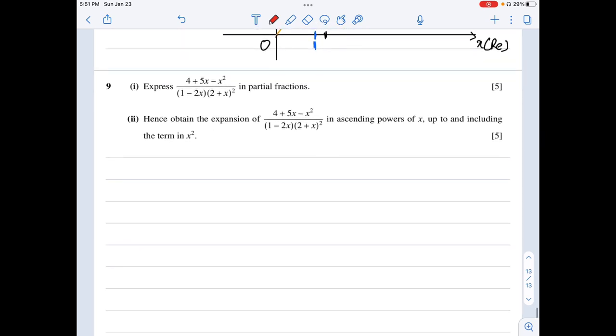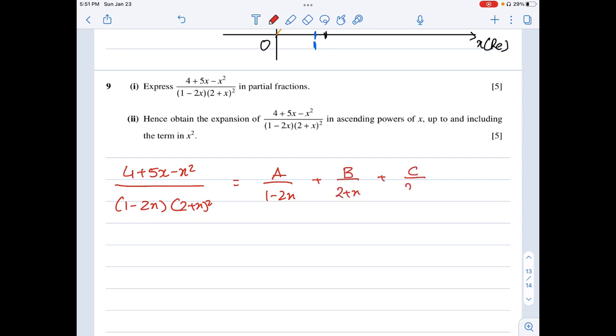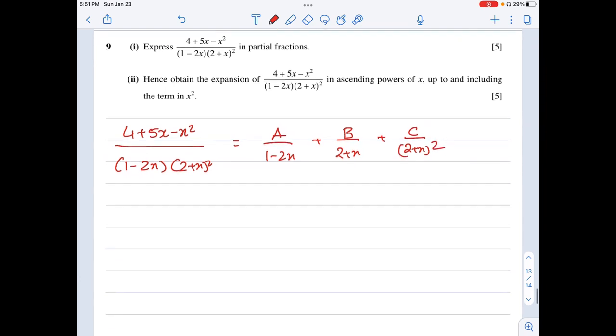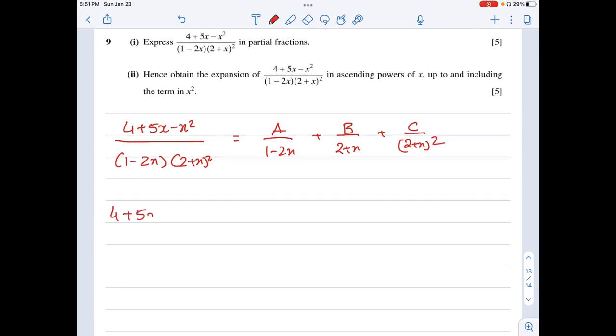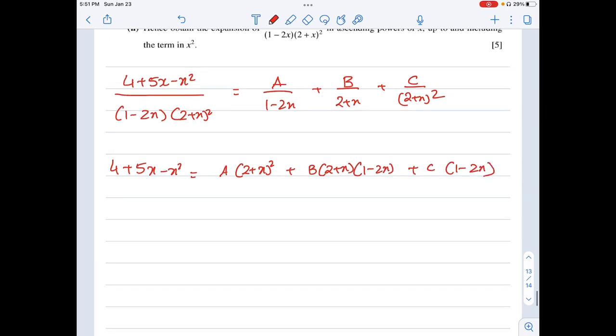Last question, express in partial fractions 4 plus 5x minus x square upon 1 minus 2x times 2 plus x whole square. So it is A upon 1 minus 2x plus B upon 2 plus x plus C upon 2 plus x whole square. So 4 plus 5x minus x square is equal to A times 2 plus x whole square plus B times 2 plus x and 1 minus 2x plus C times 1 minus 2x. Now plug in x is equal to negative 2.